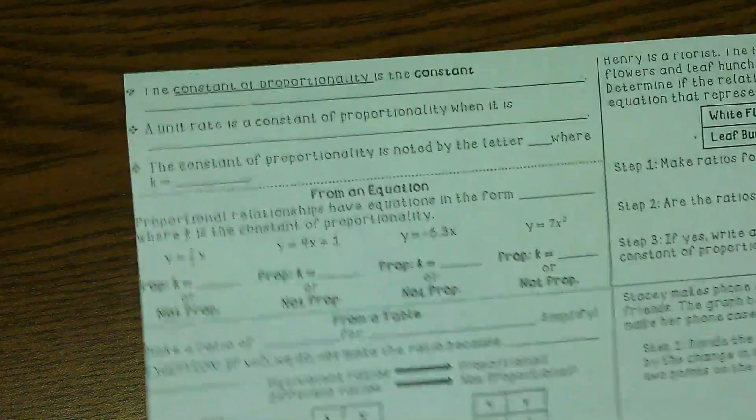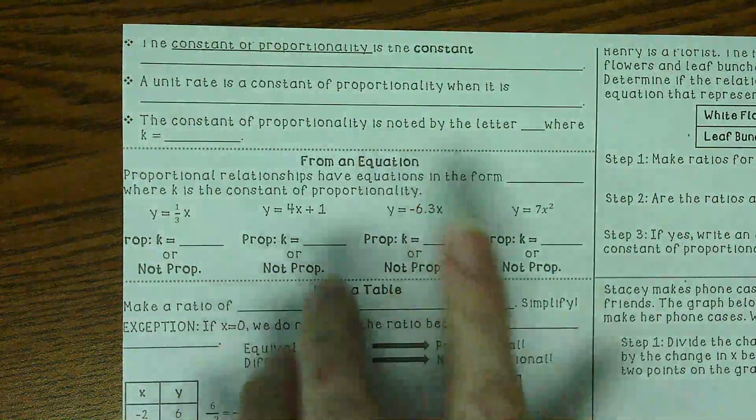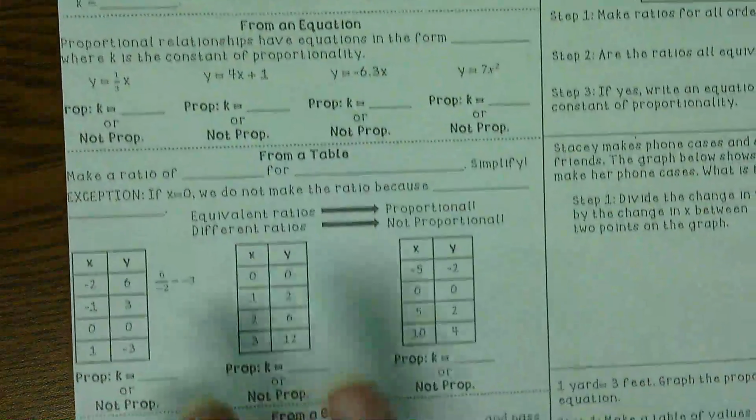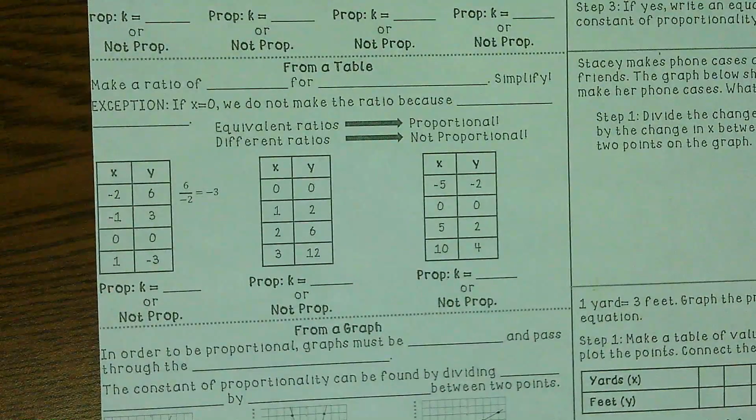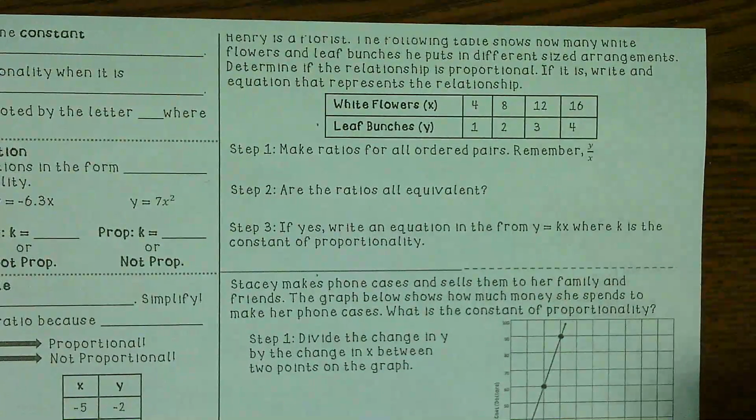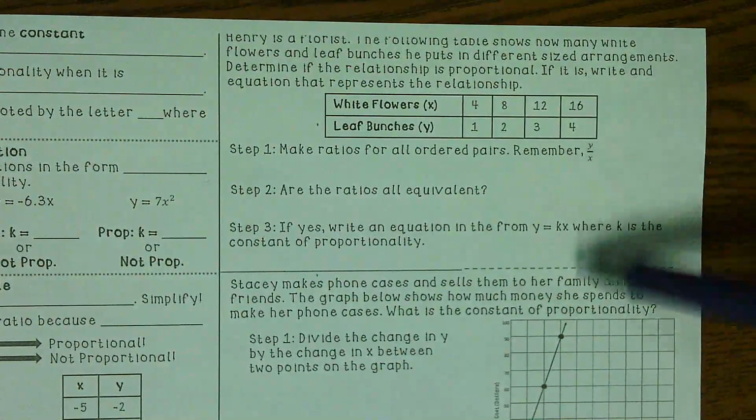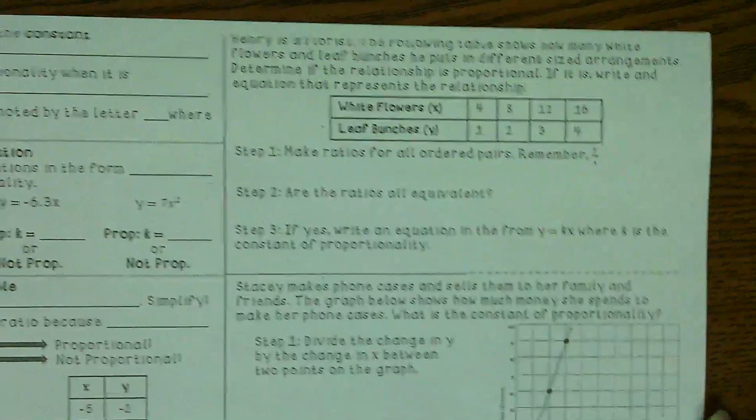So what we're going to do is I'm going to go over some of our key terms, go over some equations, go over the tables, and go over the graphs. And then tomorrow we'll talk about how to work through these steps for solving or finding the constant of proportionality.